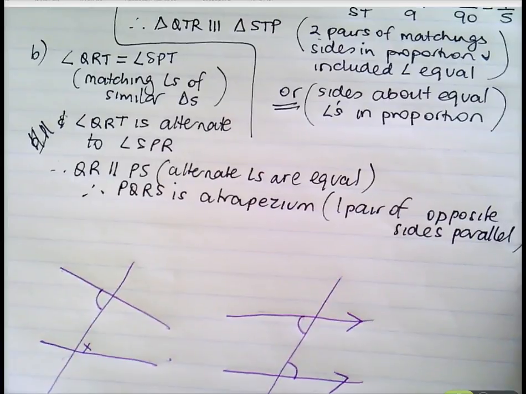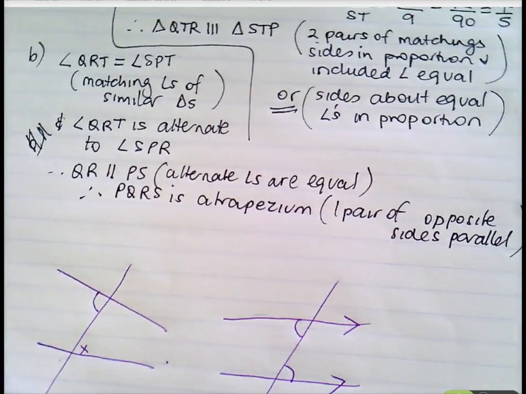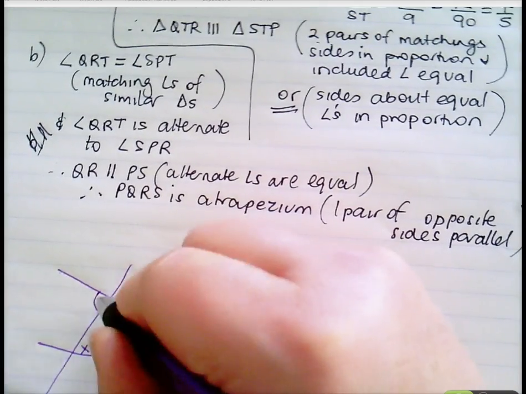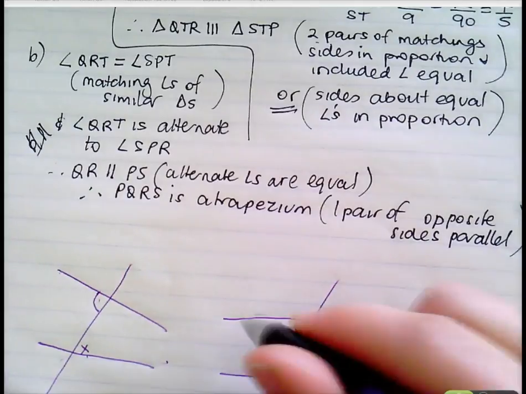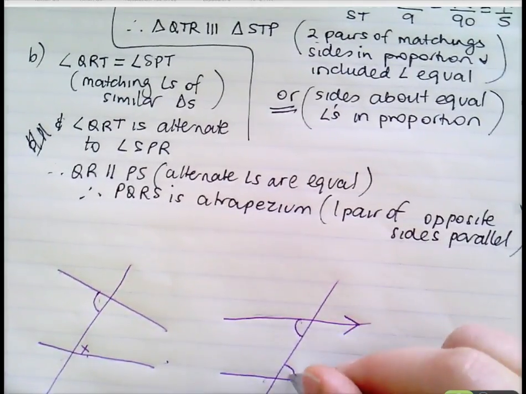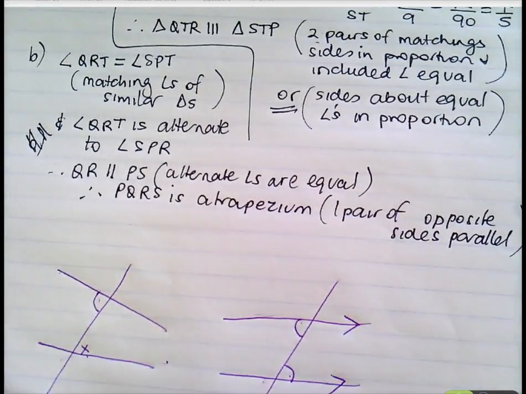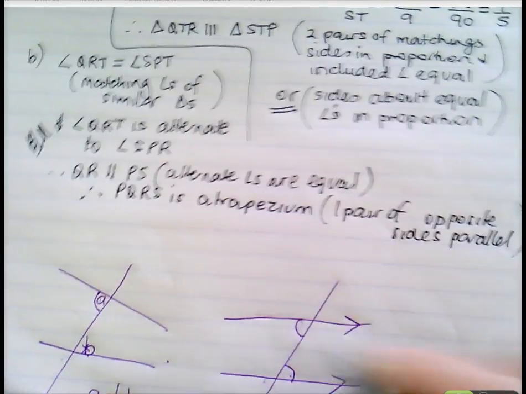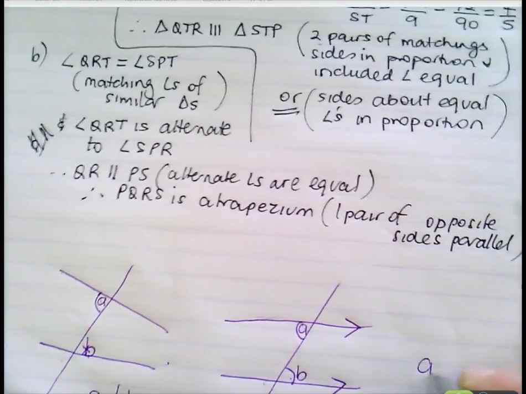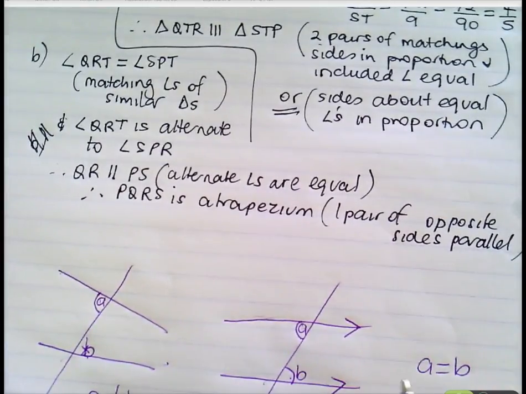So alternate is just a name describing the position. So these two angles here are alternate, but they're not equal. Why? Because those two lines aren't parallel. But here, these are alternate angles and they're equal because the lines are parallel. So if I call this one A and this one B, A does not equal B here, but here, A does equal B because it's on parallel lines.